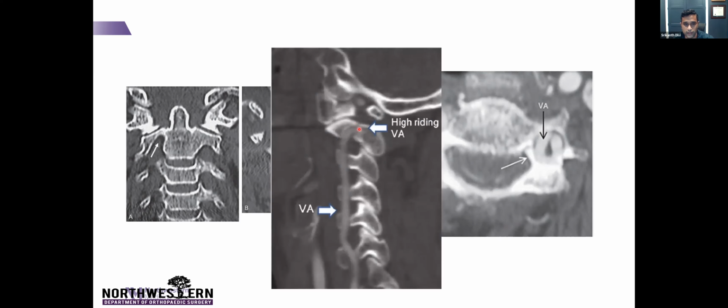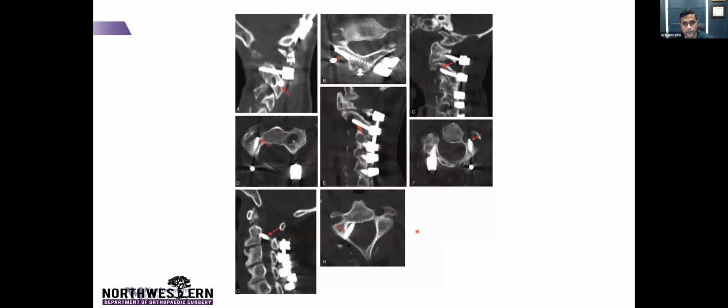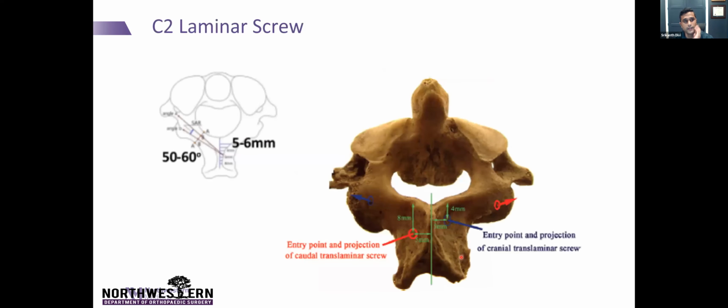Example of a high-riding vertebral artery getting in the way of doing any pars fixation. Here are some examples of things that can go wrong. Here's a screw getting into the vertebral groove. Here's one going directly at the vertebral artery. Here's one going into the spinal canal. So again, this just illustrates that you have to be pretty careful, and things can go wrong pretty quickly.